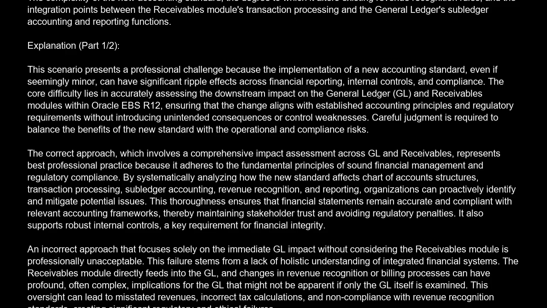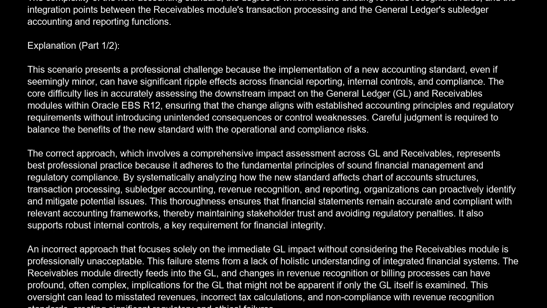Explanation. This scenario presents a professional challenge because the implementation of a new accounting standard, even if seemingly minor, can have significant ripple effects across financial reporting, internal controls, and compliance. The core difficulty lies in accurately assessing the downstream impact on the general ledger (GL) and receivables modules within Oracle EBS R12, ensuring that the change aligns with established accounting principles and regulatory requirements without introducing unintended consequences or control weaknesses. Careful judgment is required to balance the benefits of the new standard with the operational and compliance risks.